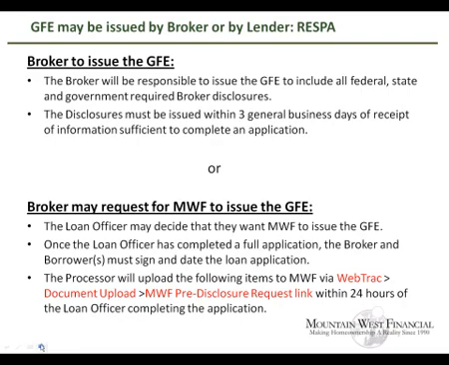Once the loan officer has completed a full application, the broker and borrowers must sign and date the loan application. The processor will upload the following items to Mountain West via WebTrack. They'll use the document upload, and then they'll use the Mountain West pre-disclosure request link. They must submit this documentation within 24 hours of the loan officer completing the application.